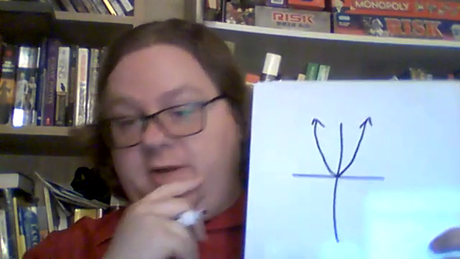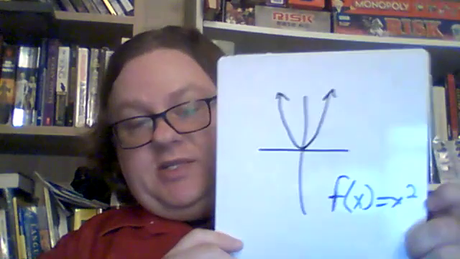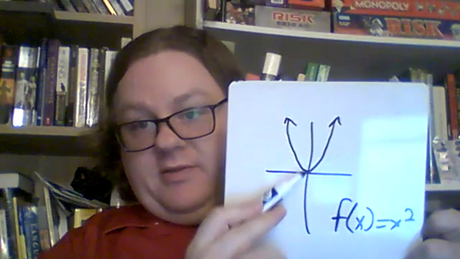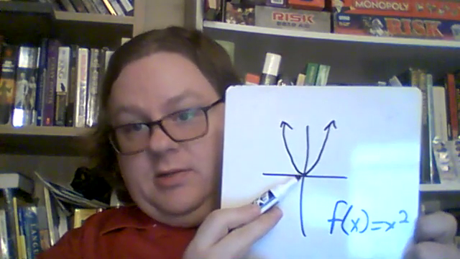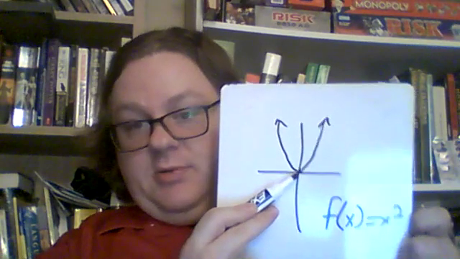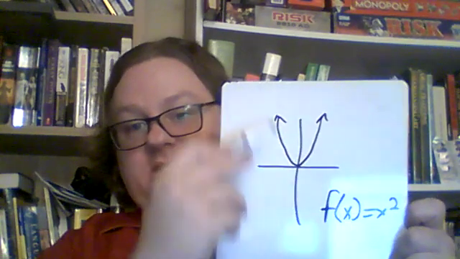Okay, so if you'll remember, or you don't even have to remember because I'm just going to show it to you again. This is the parent function, f of x equals x squared. It sits on the origin and it opens upward. So the vertex is a minimum, and it has one x-intercept. The vertex is the only x-intercept, right? So that's the parent function, and this changes in certain ways.